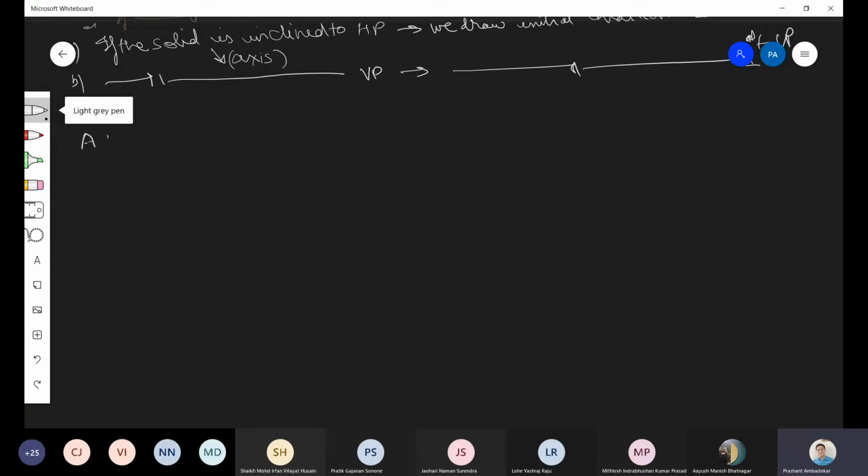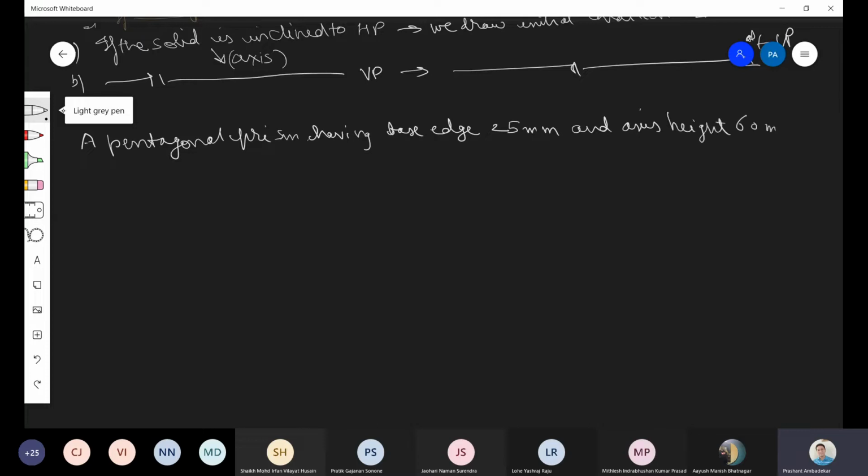Say a pentagonal prism having base edge 25 mm and axis height 60 mm is resting on HP on one of its corners.